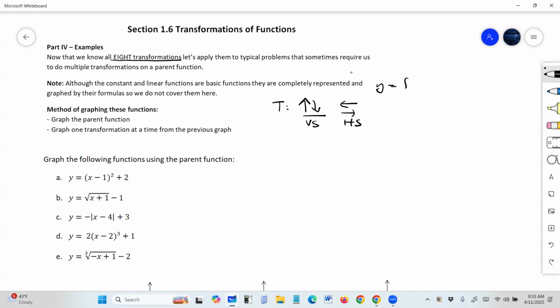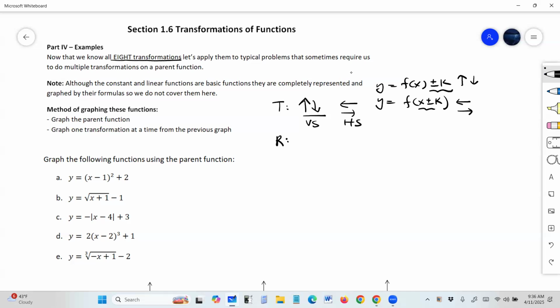So if you have a function and you have a plus or minus outside of the function, the plus whatever number would be a shift up, minus the number would be a shift down. If we have a function where this number is under the influence of the function, then it's either a shift left if it's plus or a shift right if it's minus.